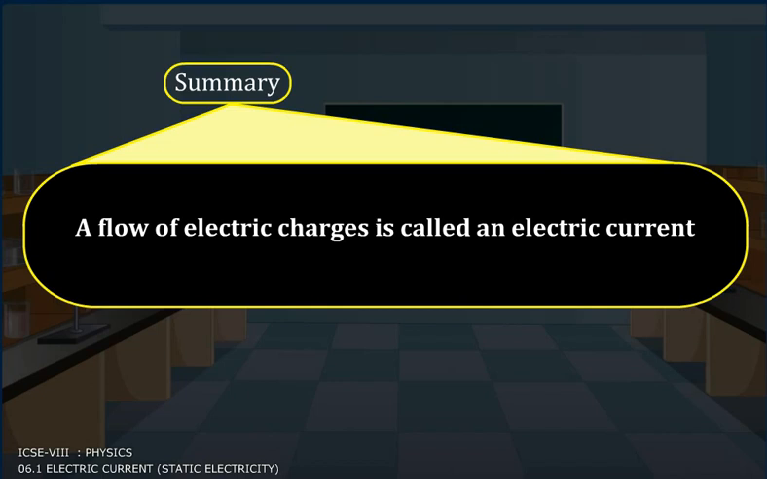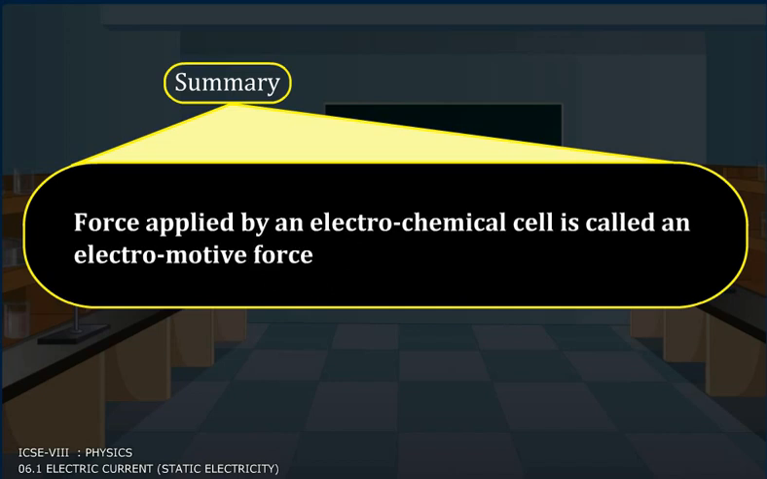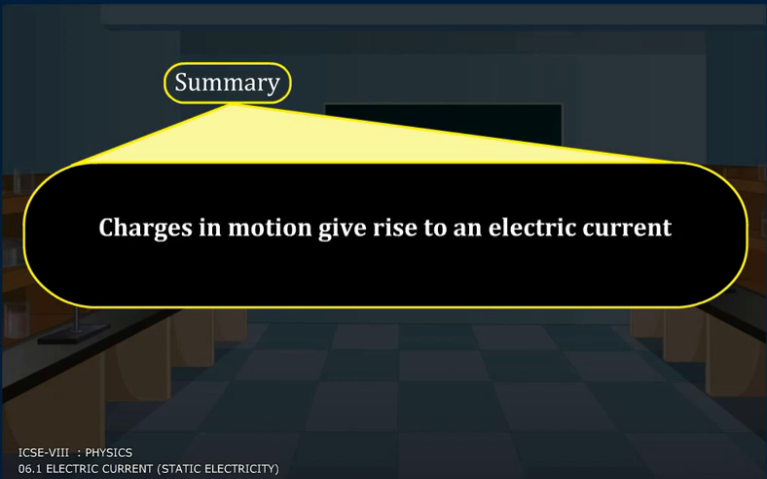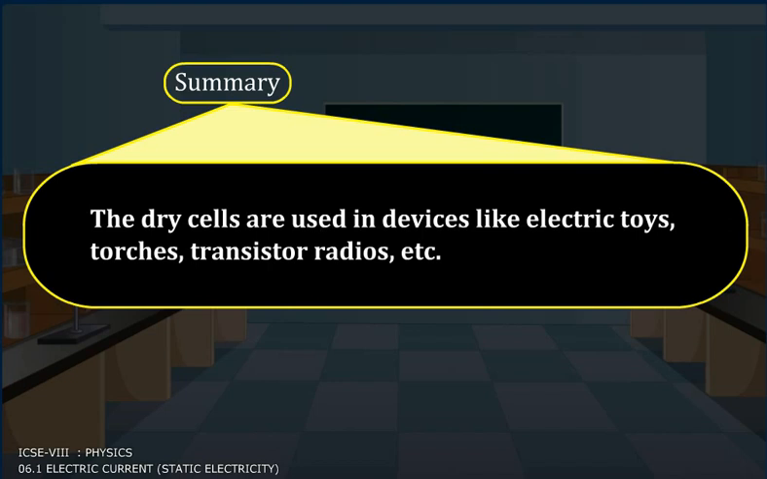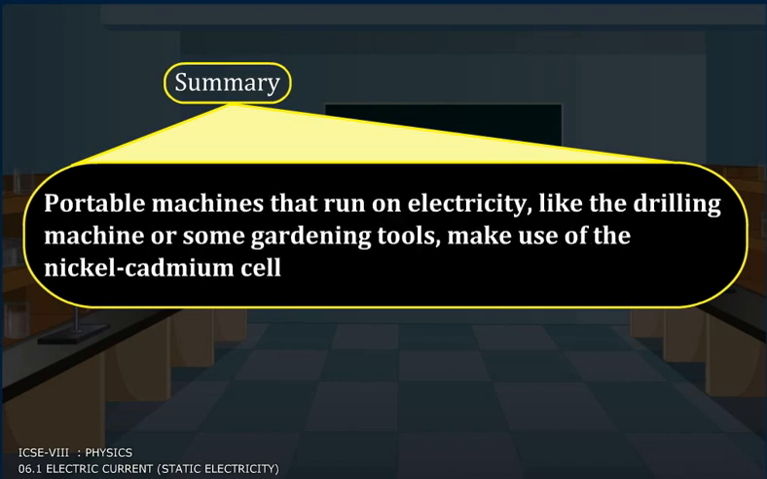Summary. A flow of electric charges is called an electric current. Force applied by an electrochemical cell is called an electromotive force. Charges in motion give rise to an electric current. The dry cells are used in devices like electric toys, torches, transistor radios, etc. Portable machines that run on electricity, like the drilling machine or some gardening tools, make use of the nickel-cadmium cell.